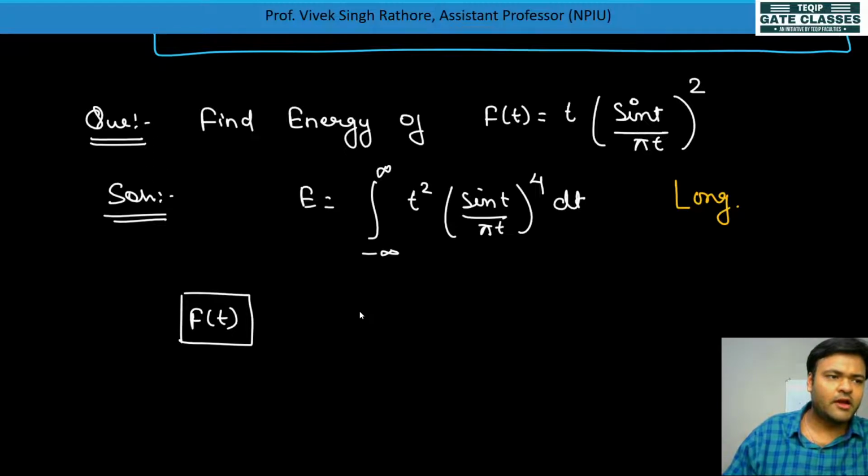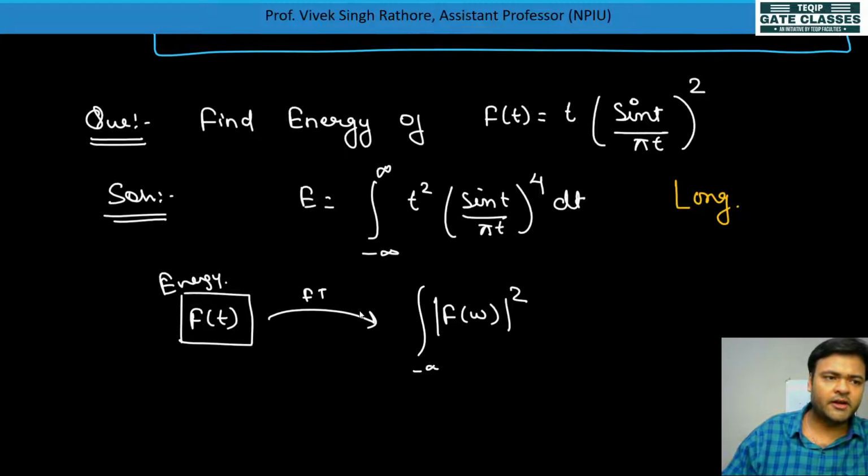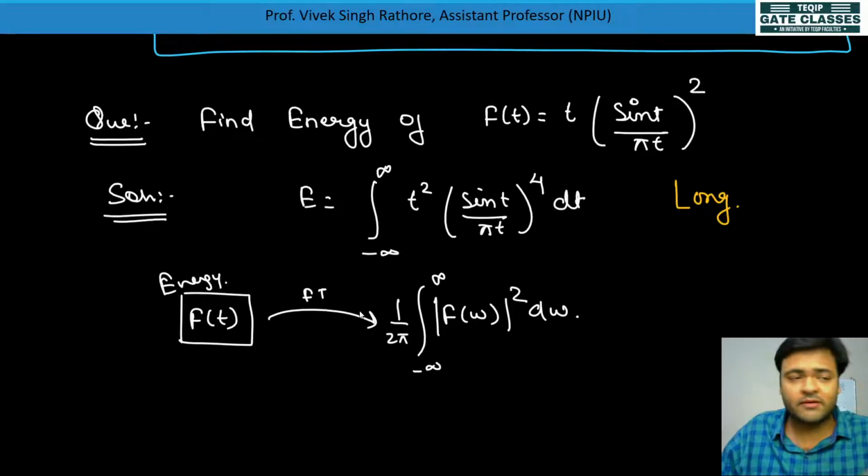So better way, we know that if any signal f of t has been given and you need to calculate its energy, okay, then what is the simplest way to calculate energy? Find out its Fourier transform f of omega, take its magnitude, square it, and just integrate minus infinite to infinite 1 by 2 pi and d omega. This is the shortest way which can be applied here.